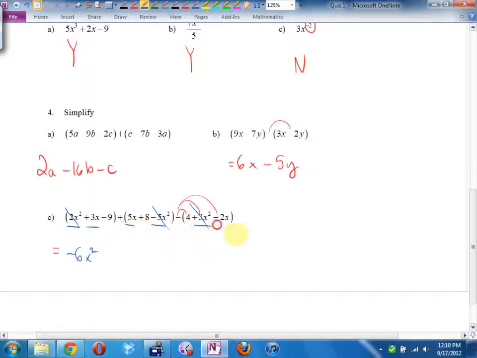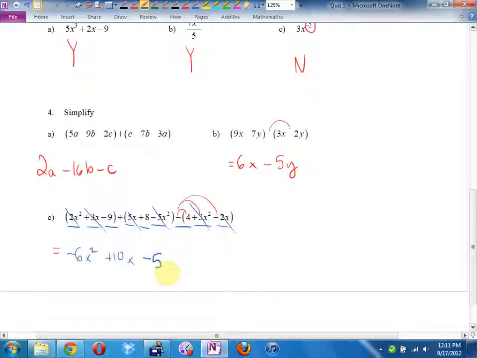Boom, boom, boom. 3x plus 5x is 8x minus minus, which is a plus 2x. Do you get positive 10x? Oh, thank goodness, Mr. Duick. Good gosh. And then I have negative 9 plus 8 minus 4. Negative 9 plus 8 is negative 1. Take away 4. Please tell me it's a negative 5. Is that right? Woohoo! 3 terms, half mark off for each term that's wrong.